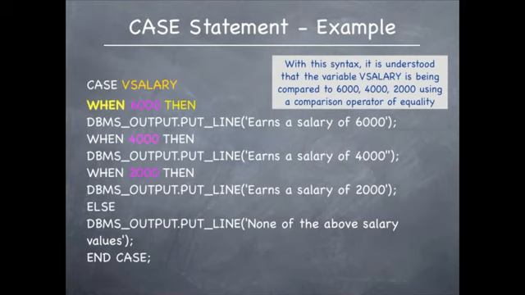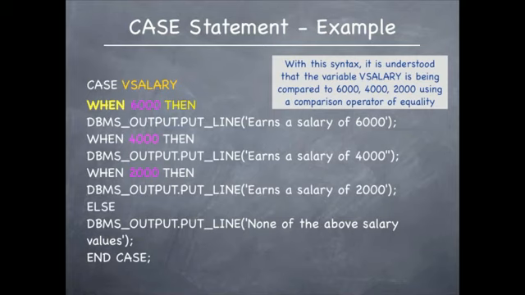On this slide is an example of the use of the case statement that performs different checks based on three discrete values taken by the memory variable called vSalary. It begins with the word case followed by the name of the memory variable vSalary. The when clause identifies the first value for comparison, which in this case is 6000, followed by the keyword then, which takes care of the action to be done, which is to display the string earns a salary of 6000.